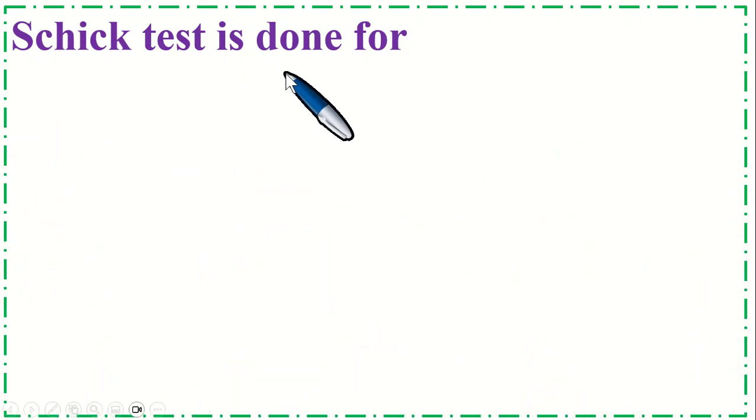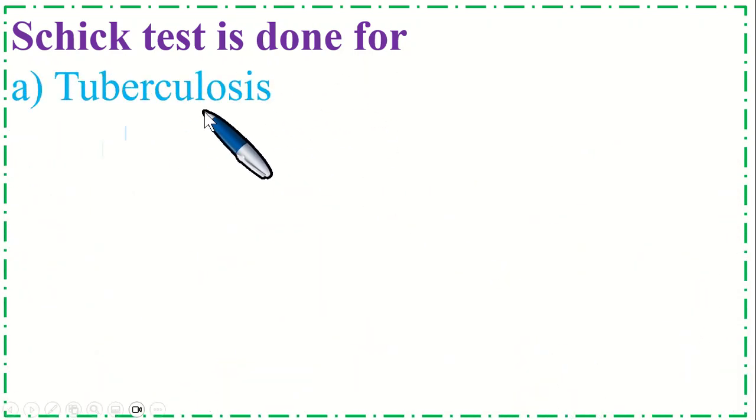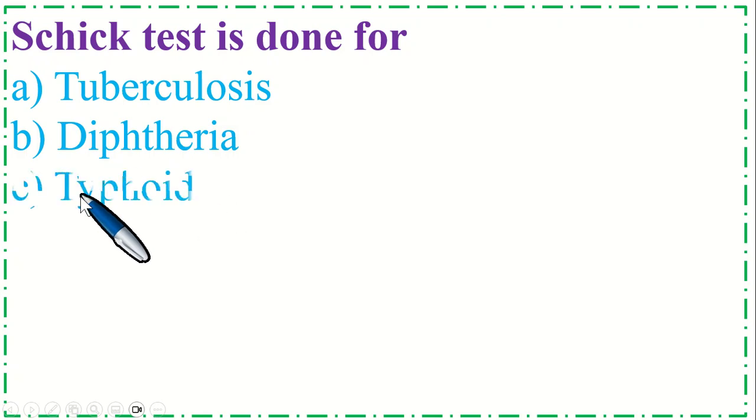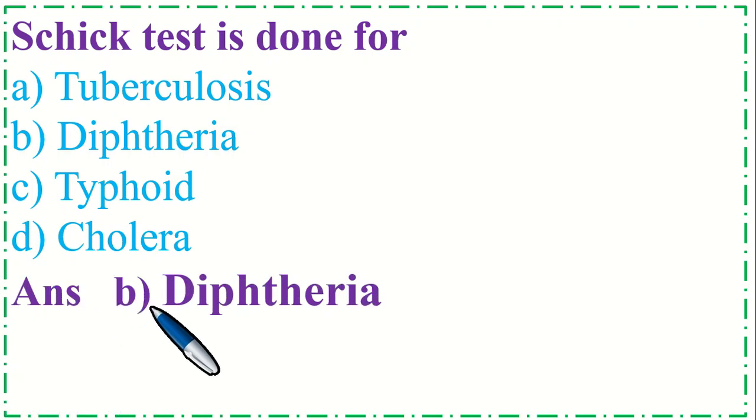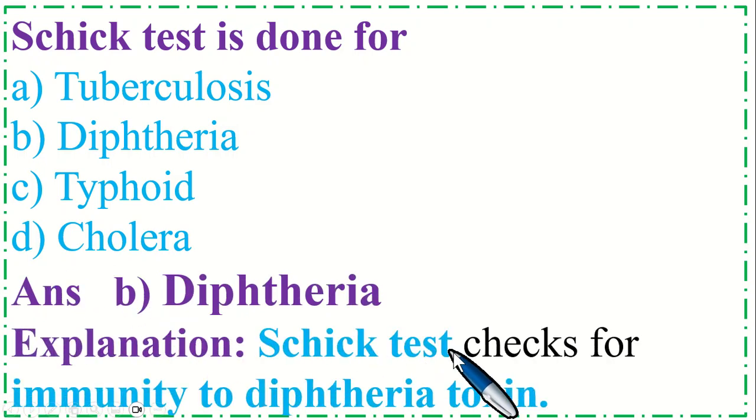Schick test is done for option A, tuberculosis, B, diphtheria, C, typhoid, and option D, cholera. So the correct option is B, diphtheria. Schick test checks for immunity to diphtheria toxin.